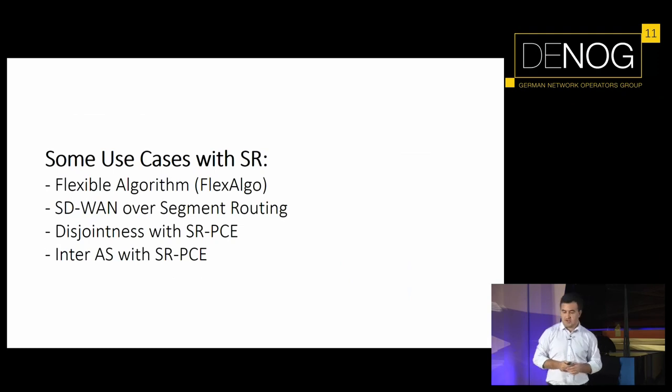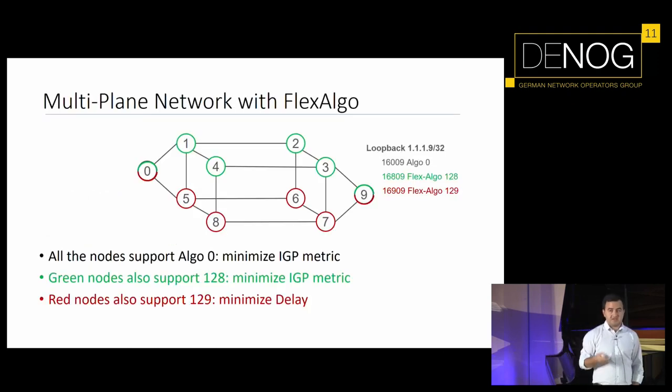So some of the use cases with SR, I've put some of them, such as Flex Algo, which is something new, SD-WAN over segment routing, disjointness, and inter-AS. So what is Flex Algo?